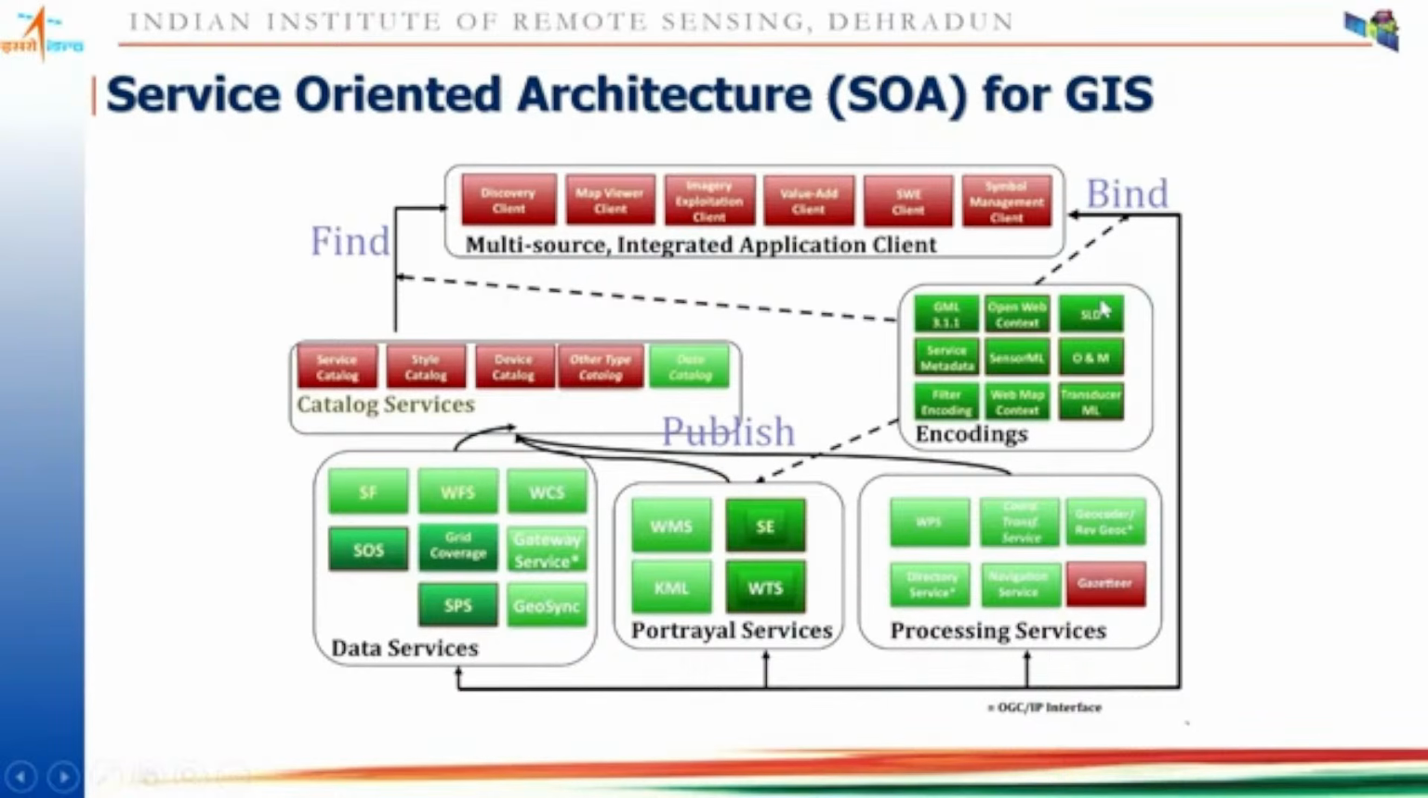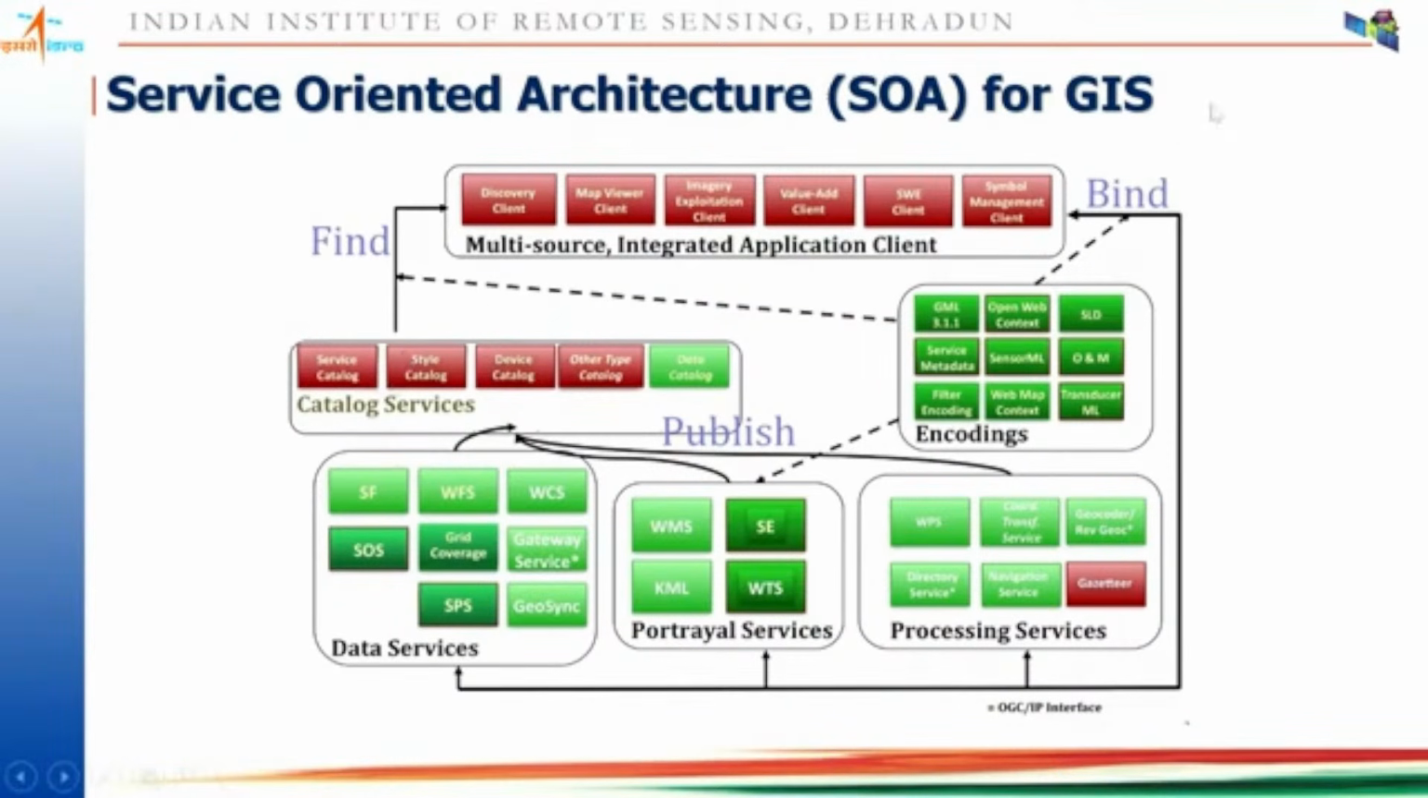You can publish your symbology or the color scheme of the layers as an SLD, and then it can be published as a service, and it can be utilized with those data services or any portrayal service. Okay, then there is a catalog service also. You can publish all the datasets as a catalog, and it will be available.